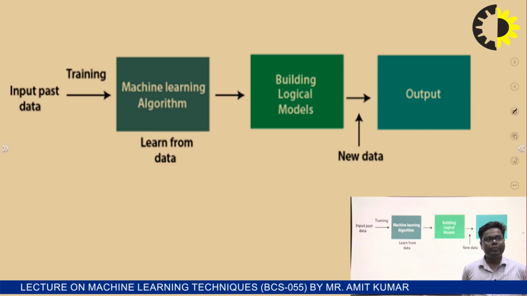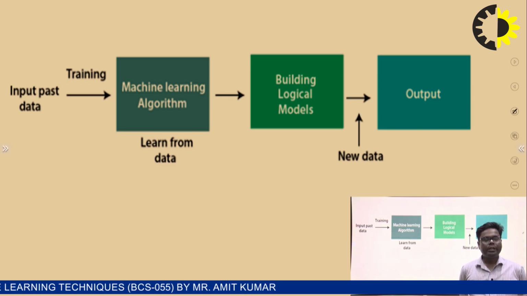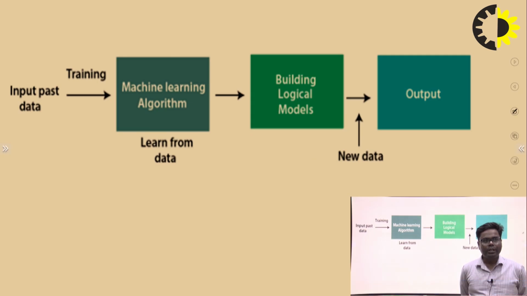Now, this is the most important part. If we give the input data as past data, it will train the model, and the machine learning algorithm is used. After this, the data has learned something, and it is going to build some logical models, and it goes on to the output.